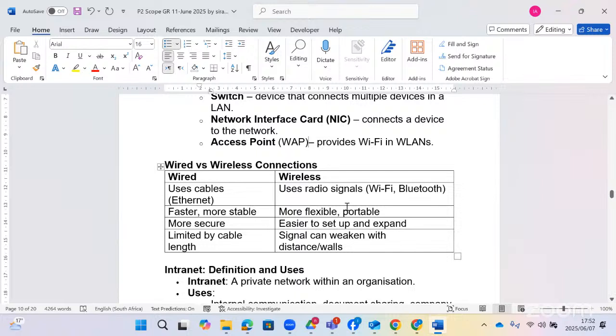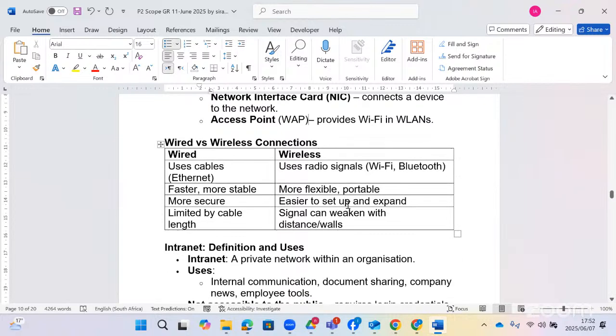Then comparing between wired and wireless connections. Like I said, the wired use cables, Ethernet cable. Wireless use radio signals like Wi-Fi and Bluetooth. Then wired is faster and more stable, and the wireless is more flexible and portable. The wired is more secure, but the wireless is easier to set up. And then the signal can be weakened when you are far away or there's a wall in between. Right, so you must take note of that.